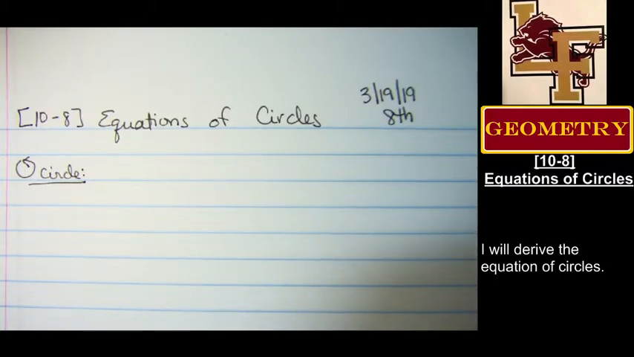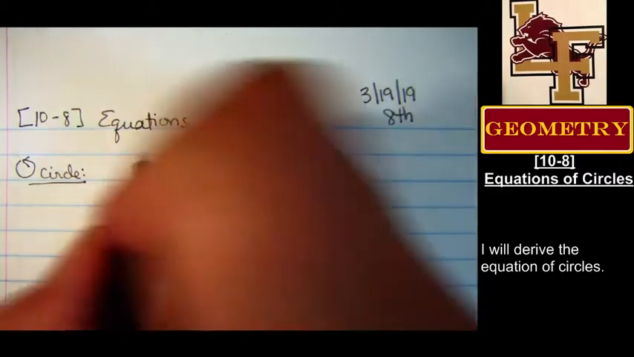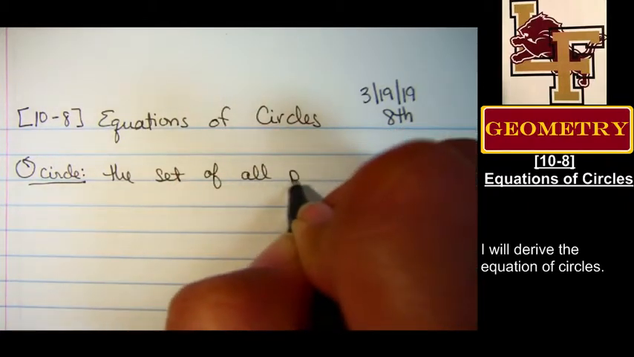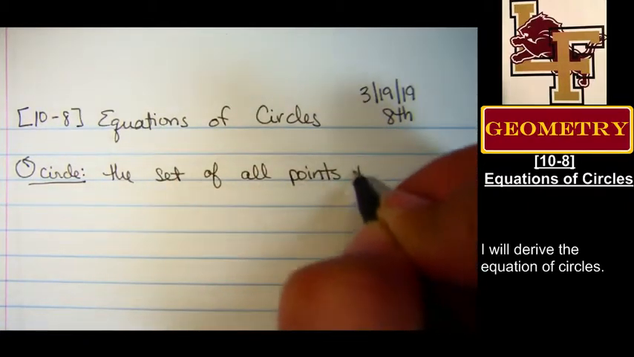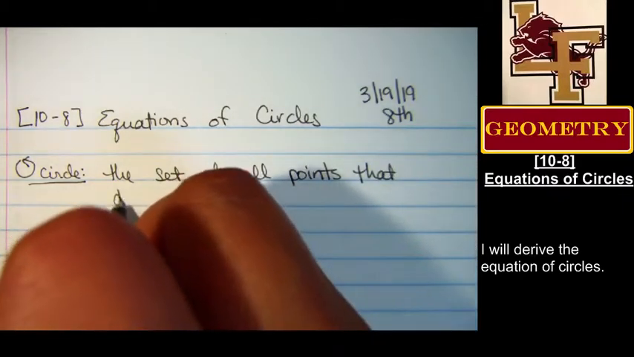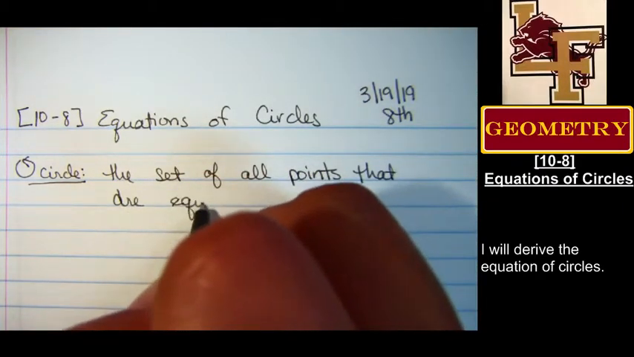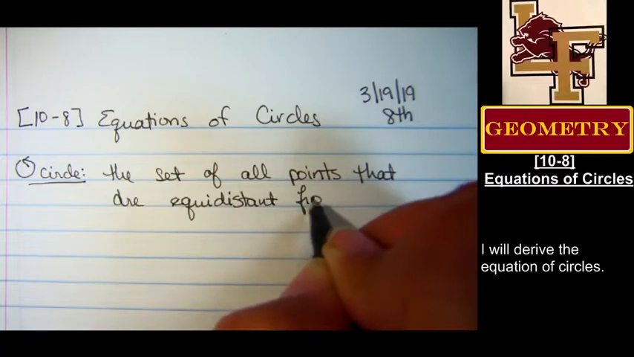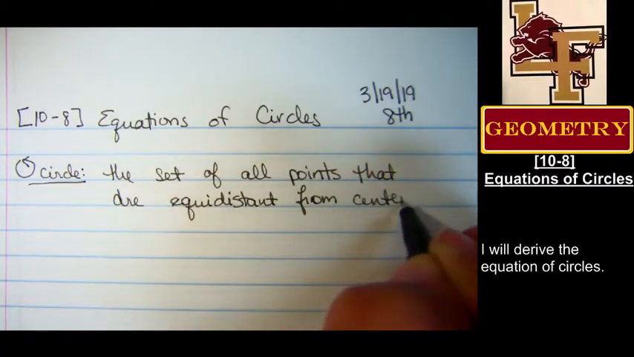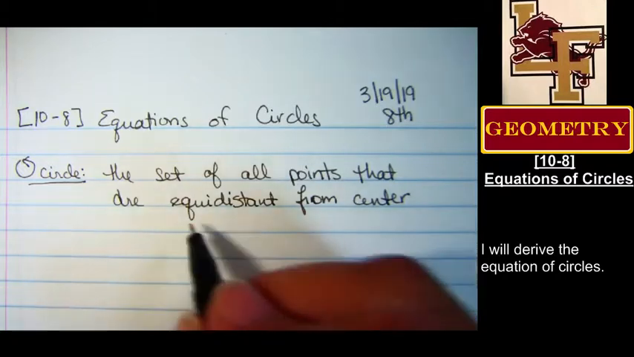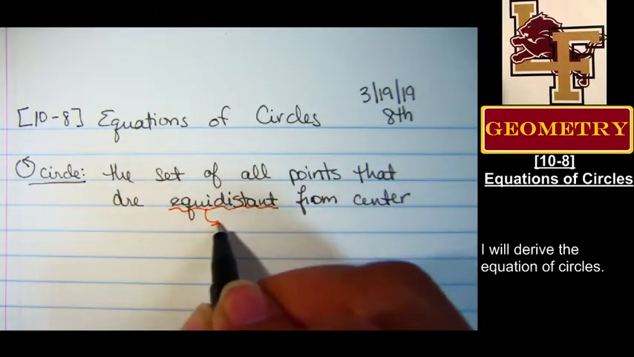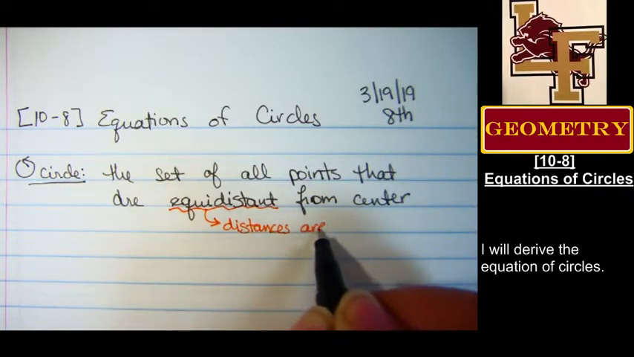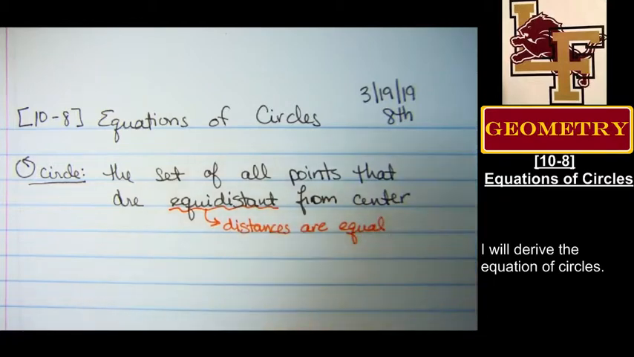Go ahead and read it. Set of all points equidistant from the center. The set of all points what? Equal distance to the center. Yeah, that are equidistant from the center. Good. What did equidistant mean? The distances are equal. Good.